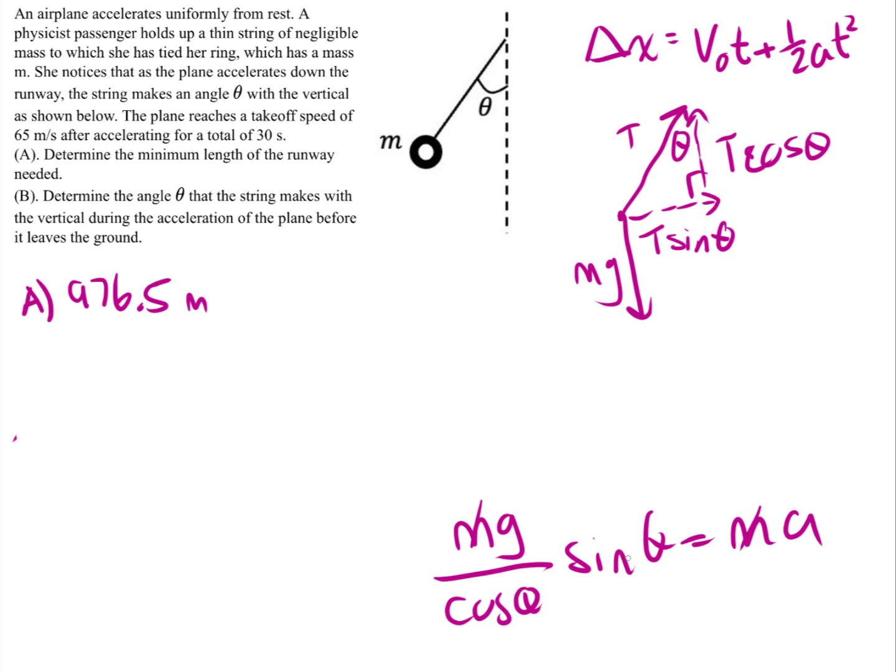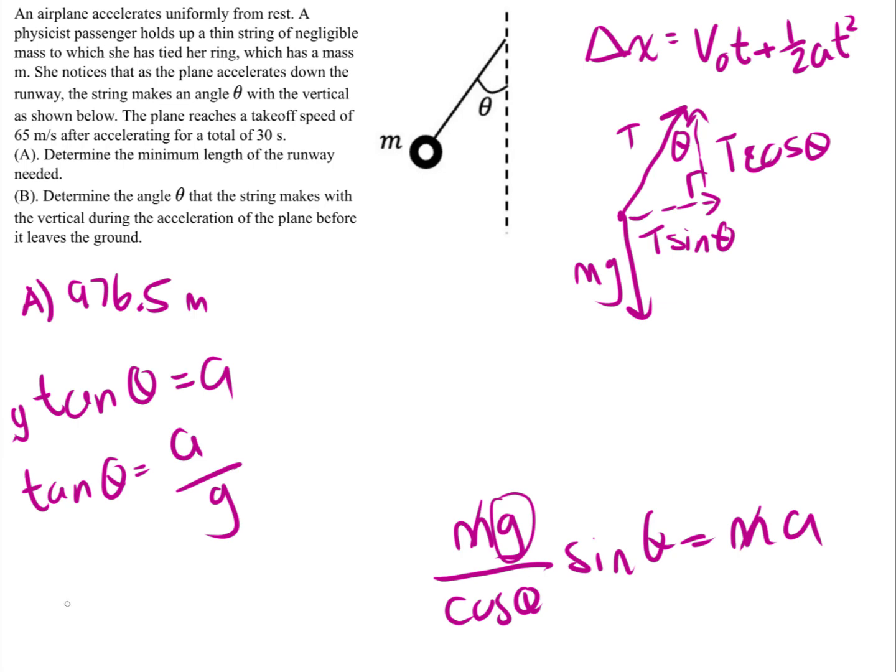If you recognize the identity, sine theta over cosine theta equals the tangent of theta. So we can replace sine theta over cosine theta with tangent of theta. And then we have the gravitational acceleration that we can't forget about. And that is simply equal to the acceleration. So we need to solve for theta. The tangent of theta is equal to the acceleration divided by the gravitational acceleration. So theta is equal to the inverse tangent function of the acceleration over the gravitational acceleration.